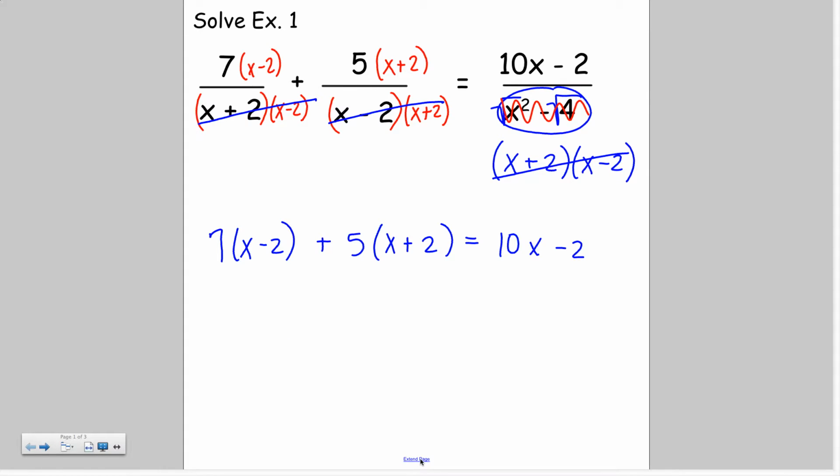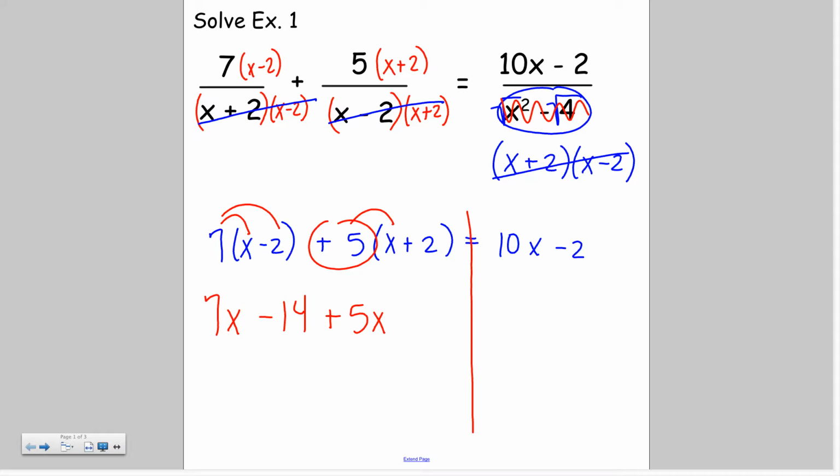So at this point, we are just going to distribute, and if you want to use the box method, you can, but distribute your 7. So 7x minus 14. That is a positive 5, so let's distribute positive 5. 5x plus 10. On the right-hand side, there is no work that needs to be done.